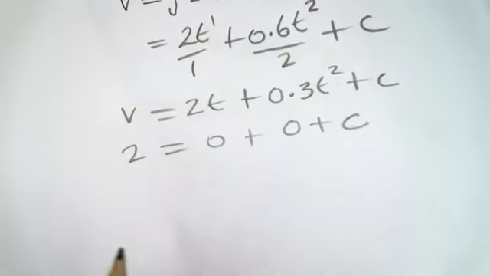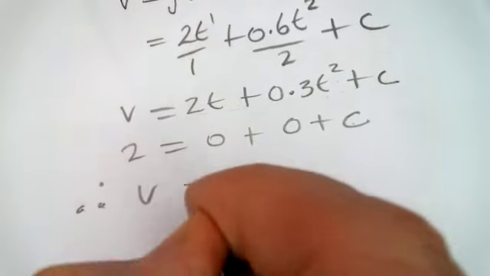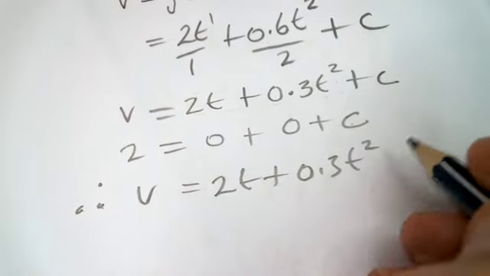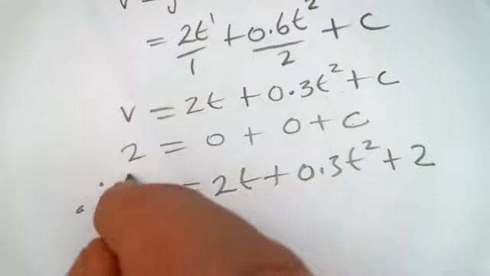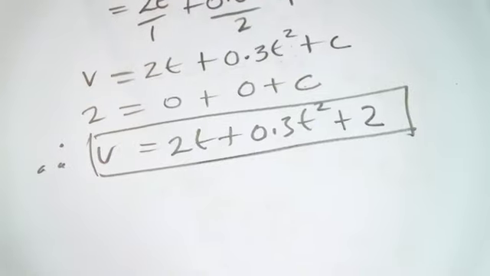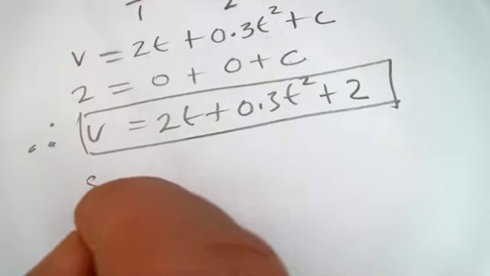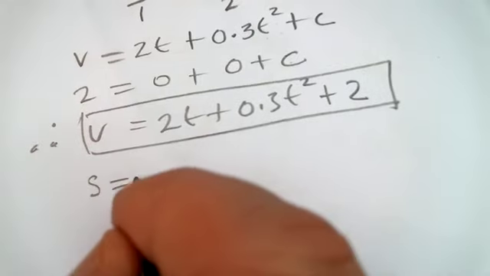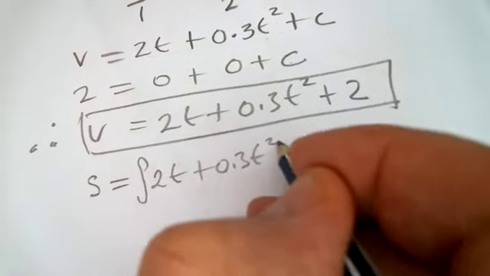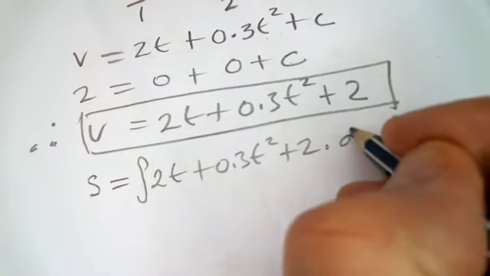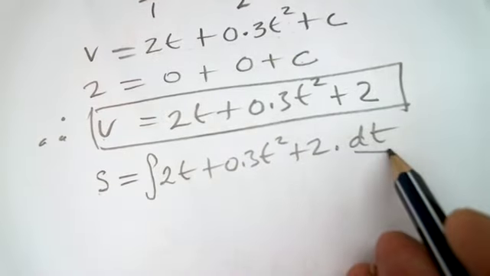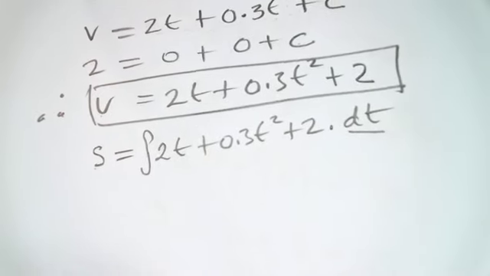So now I can restate the velocity equation. Therefore, v is equal to 2t plus 0.3t squared plus 2. So there's my velocity equation. Now we're going to use the velocity equation, of course, to find the distance equation, and we know that the distance equation will equal the velocity equation integrated. The integral of, in other words, 2t plus 0.3t squared plus 2 with respect to time. Now I could have just said it is equal to the integral of v with respect to time, but I chose to write the whole thing out. It doesn't really matter, you can do either.